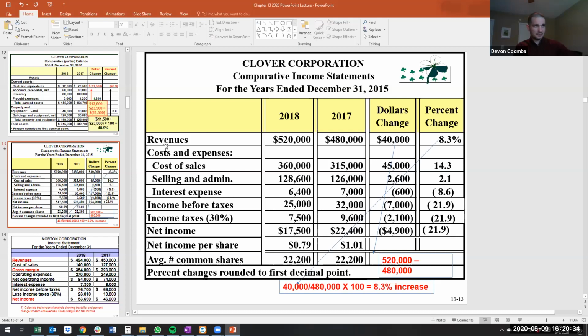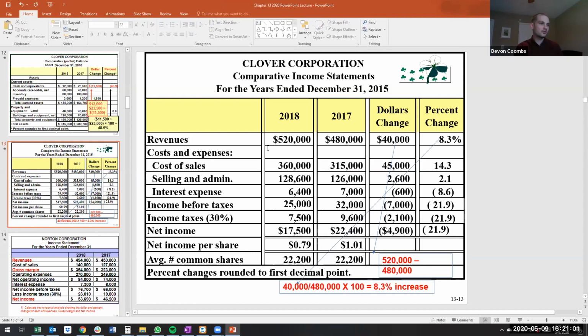So from this made up company, right, we can see that revenues increased by 8.3%. That's useful information. We know that we're selling more. How did we sell more? Well, our costs increased by 14.3%. Our cost of sales. So our profit margin has actually decreased because our cost of sales outpaced our revenues. That's a problem. We also, to increase the revenues, increased our selling and administrative expense by 2.1%.